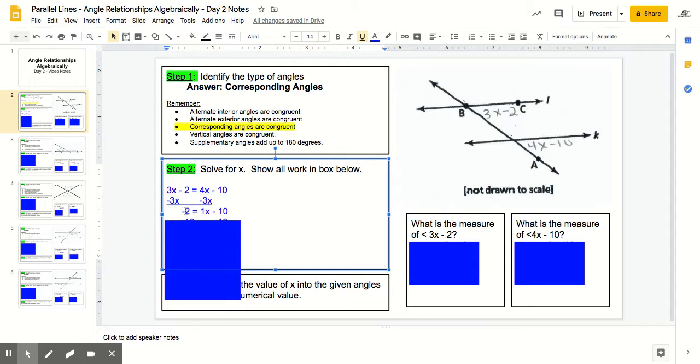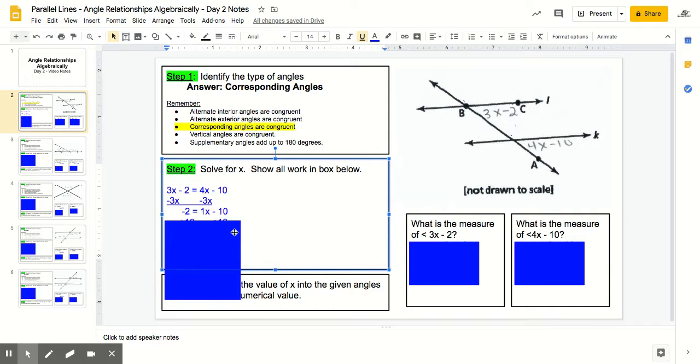So I bring down the 2, but also be careful. You're also bringing down that minus sign because that 2 is negative. So you bring down a negative 2. Bring down the equal sign. 4x minus 3x is 1x, or you can simply just write x and then bring down the minus 10. Now you have a simple two-step equation that you have to solve.